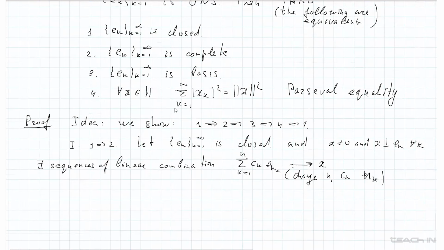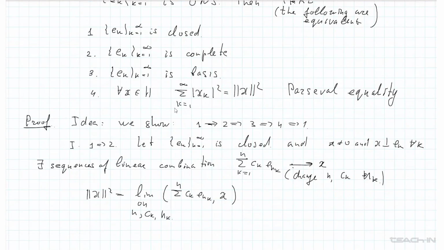So then we can write x as the limit of such linear combinations. I think it is clear. Then we obtain that these scalar products equal the limit of the sum of c_k times the scalar product of e_{n_k} and x, and this is 0, so it is 0. So we immediately obtain that it is 0. Is it clear?